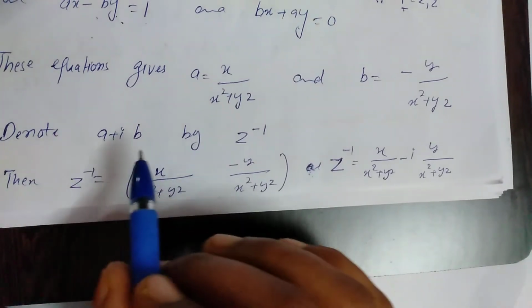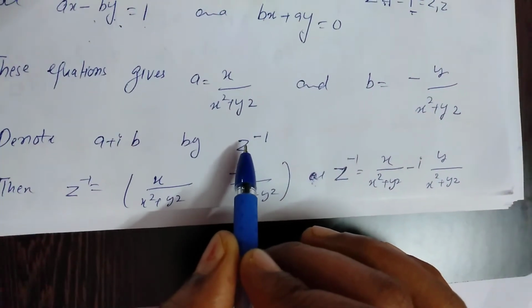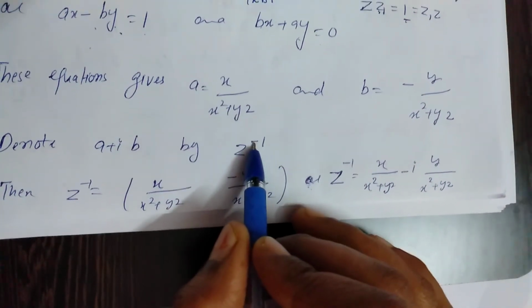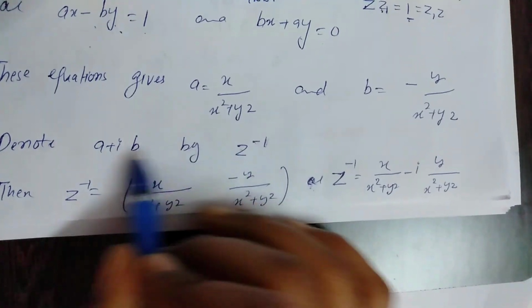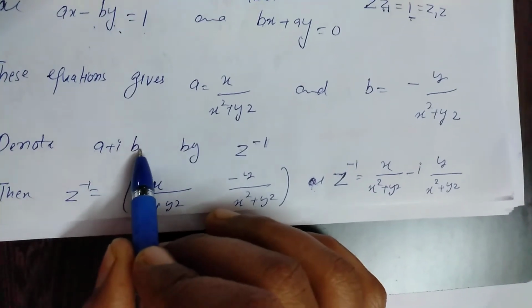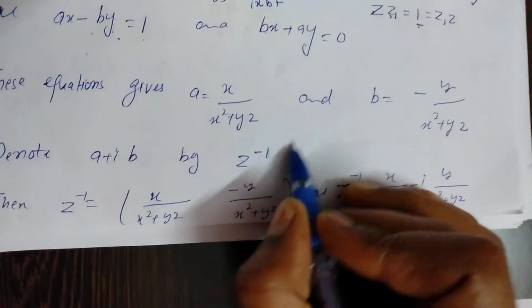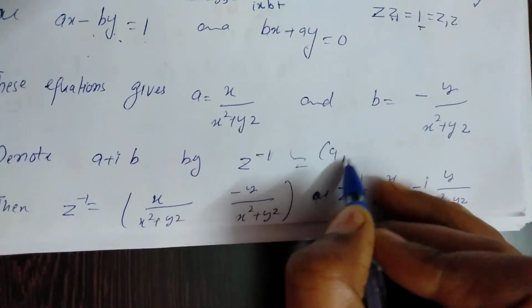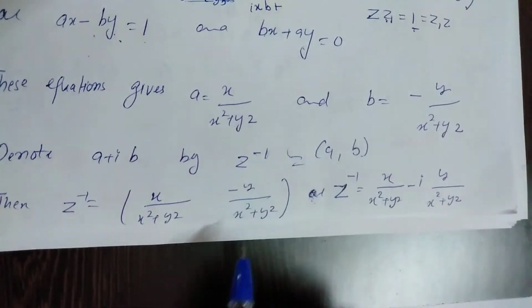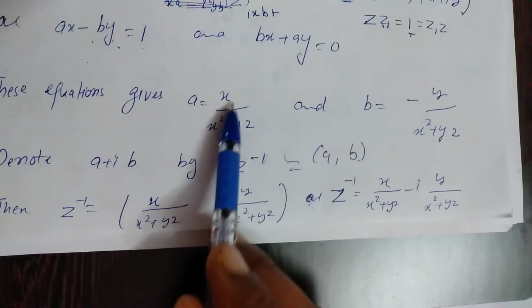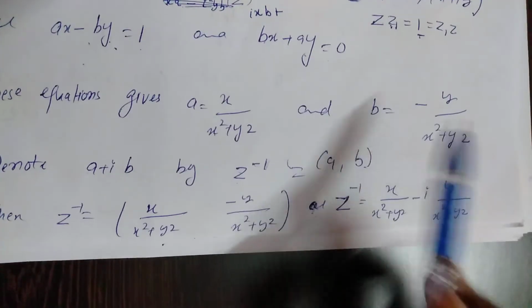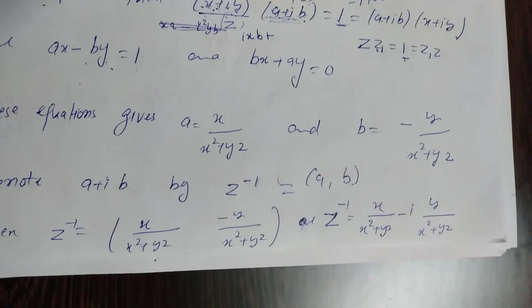So this is the value of a and this is the value of b. This means that the inverse of a complex number z, we denote it by z inverse, and the value is a plus iota b. We may also write it as an ordered pair. This inverse can be written as a comma b also. So what is the inverse? It is x upon x square plus y square and minus y upon x square plus y square.